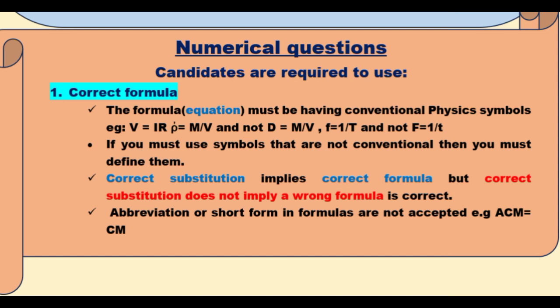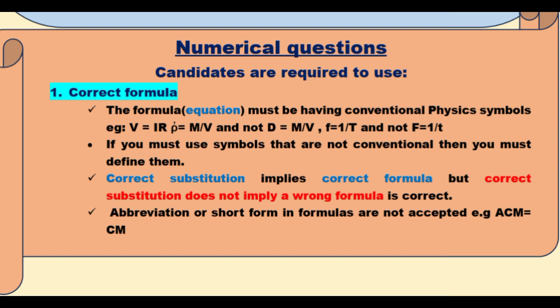By that we mean, for example, rho equals m over v. Rho meaning density equals mass over volume. Rho equals m over v, and not d equals m over v. Remember, d is distance, so you must confine yourself to the right, conventional symbols in physics. If you must use symbols that are not conventional, then you must define them, but I would advise that you use the conventional symbols.